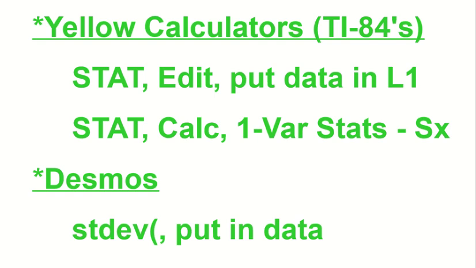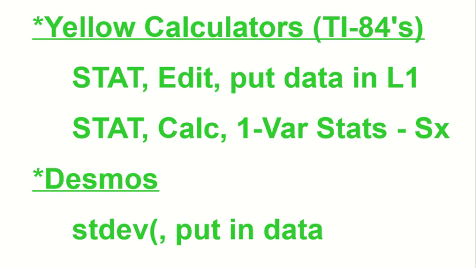All right, so there are two options to this. The calculator does all the work. Option 1, on the yellow calculators, you do stat, edit, put your data into L1, then you do stat calc, and it's one variable stats, and when you do the one variable stats, you have a capital S followed by an X. That is the standard deviation.